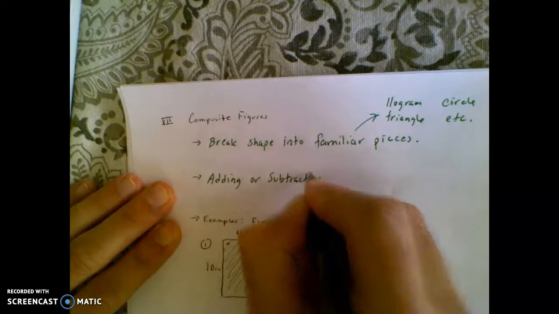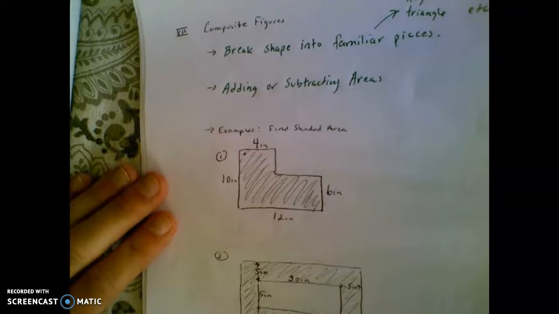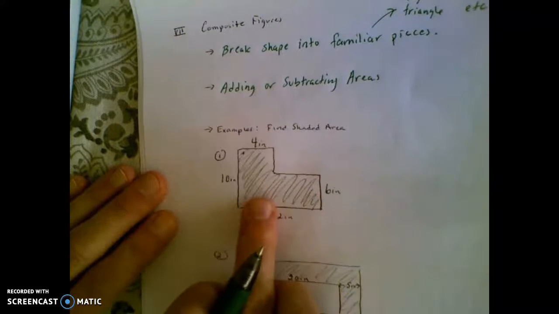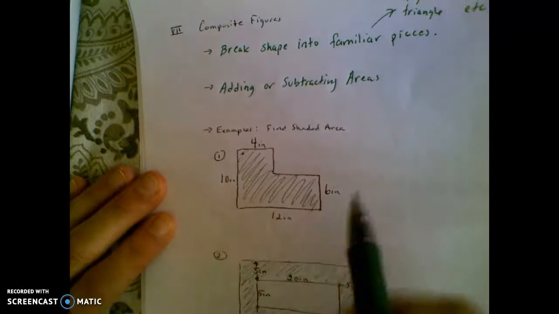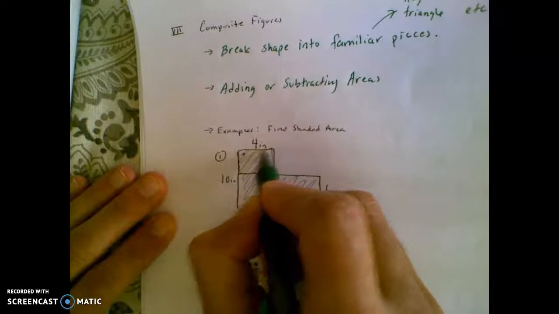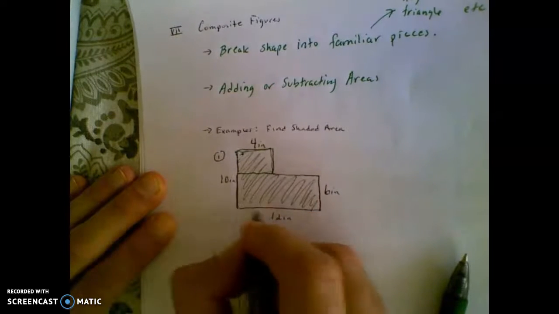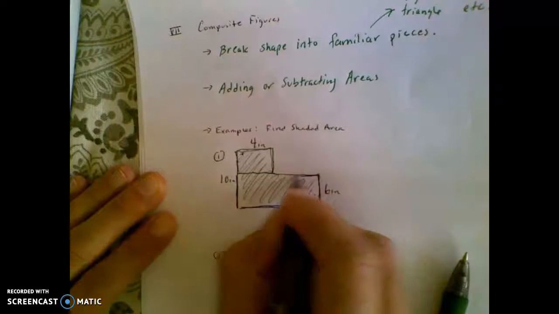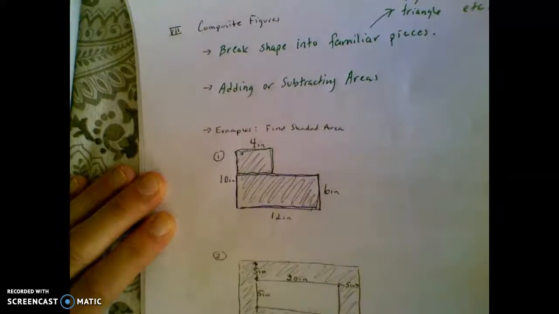I'll show you what I mean in these examples down here. So this is an example of a composite figure. If you ever hear that word, it's going to be something like this. In this one, this is pretty simple. I see basically two rectangles, this little rectangle on top of this bigger rectangle down here. So what I can do is simply find the area of the two rectangles, add them together, and that'll be all the shaded area.